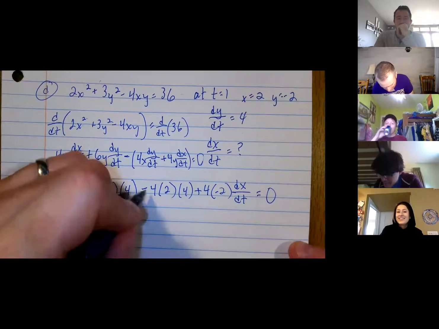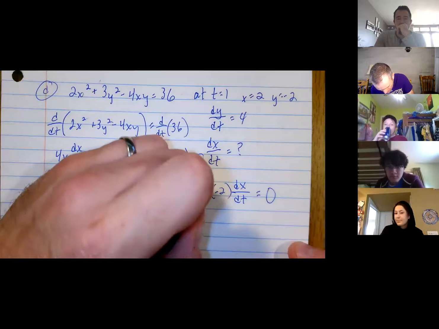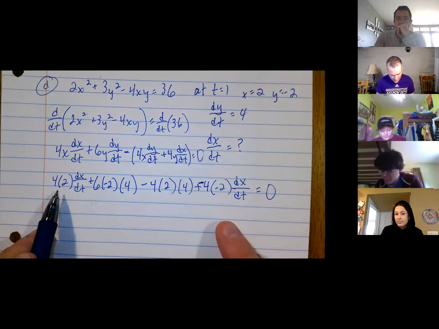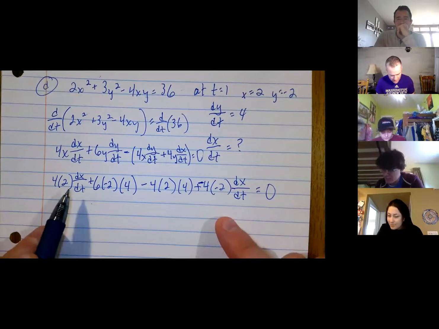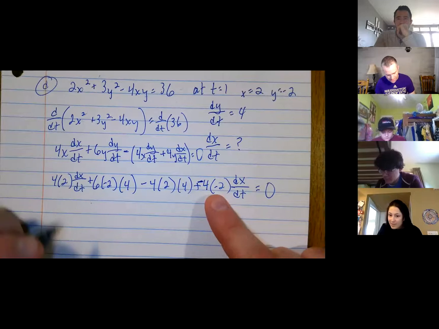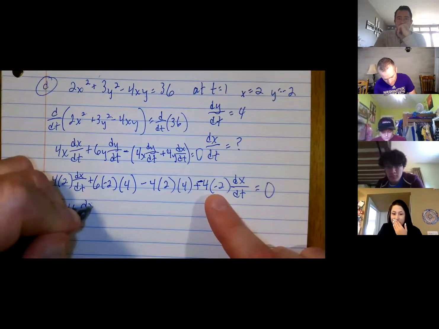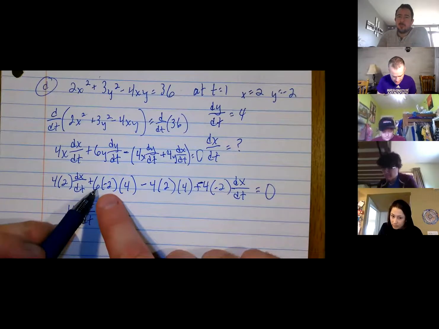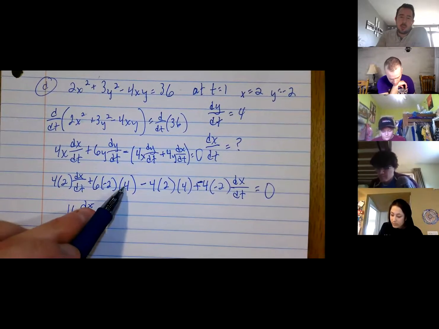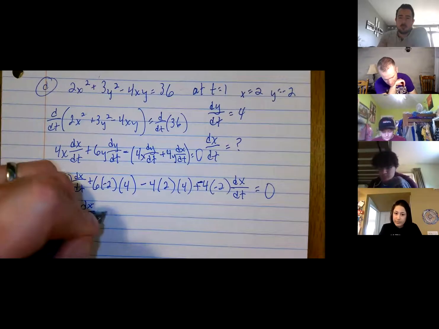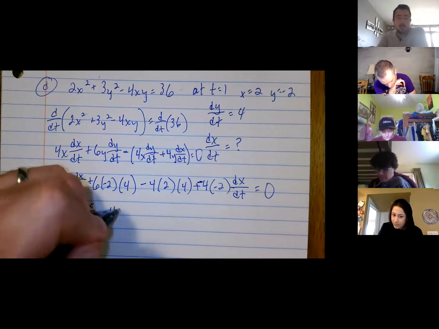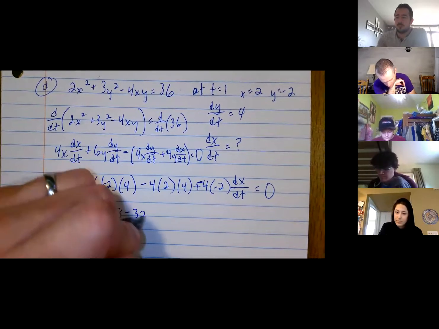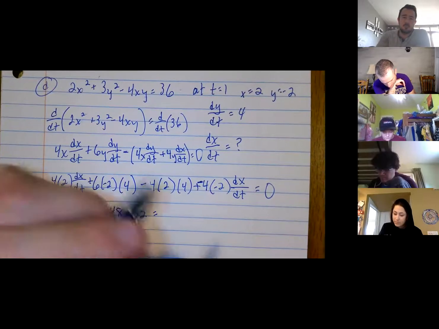And I made a mistake. I did not distribute the negative sign here, so this should be minus 4 times 2, negative 2. All right, so now I've got 4 times 2 dx dt, so that'd be 8 dx dt plus another 8 dx dt. So I have a 16 dx dt. And then here, all right, I've got a 6 times negative 2 times 4, so this would be a negative 48. And then here I have a minus 4 times 2, 8 times 4, 32, right? And then equals 0, right?